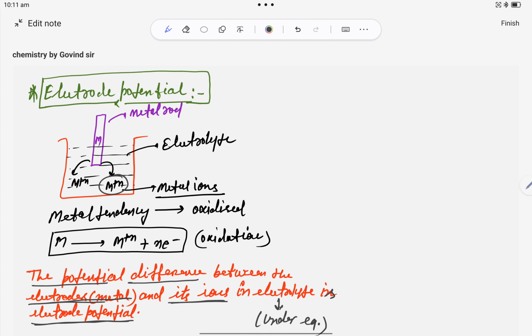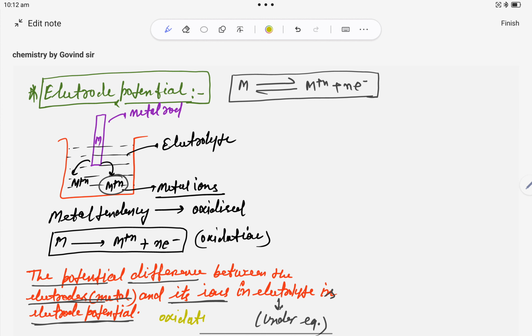So how can you represent it now? Metal in equilibrium with metal ions and electrons, this should happen under the equilibrium. So in this condition, because here oxidation happened, this potential is called, what is it called? It's called oxidation potential.